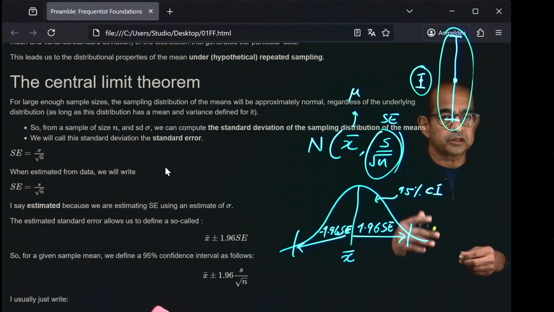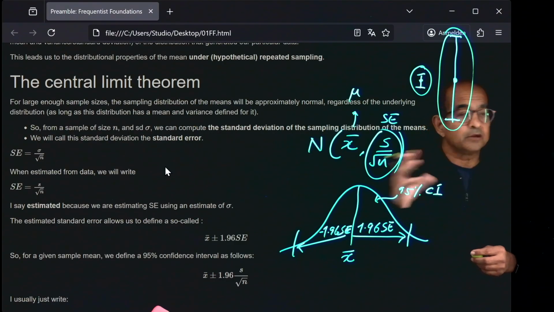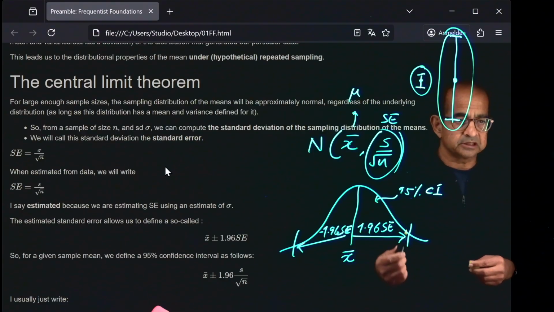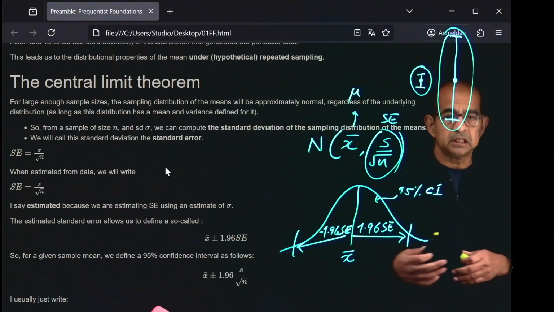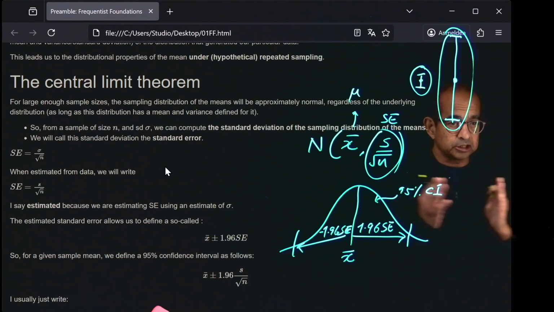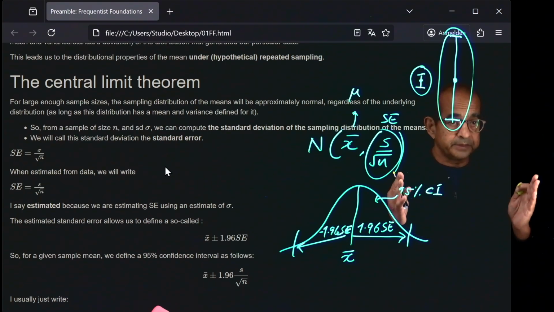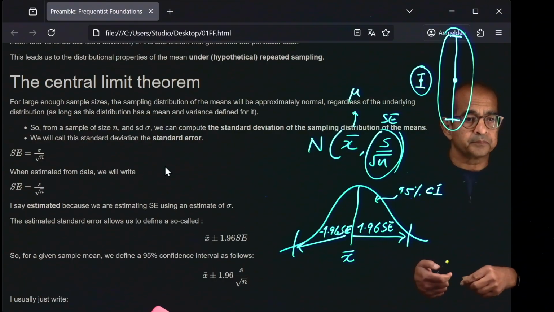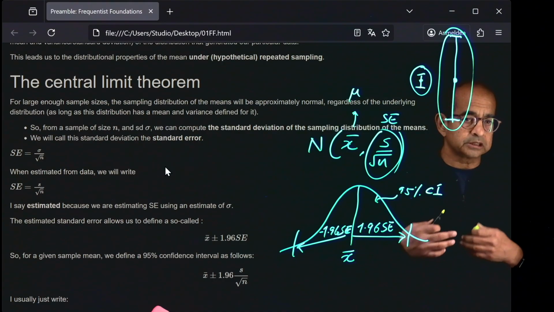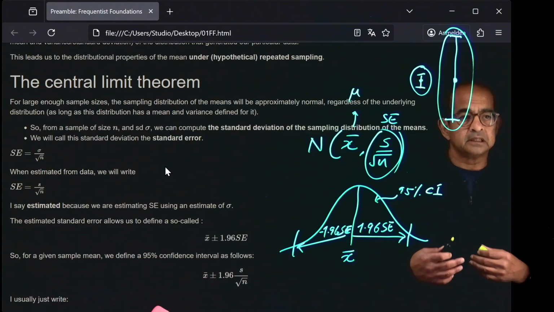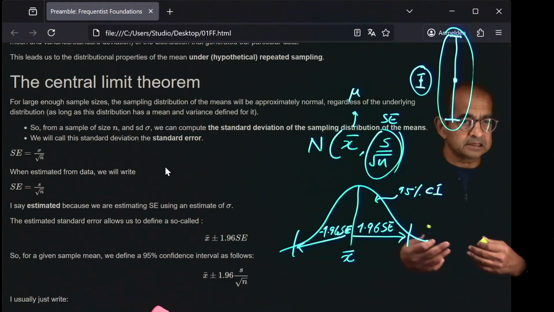So that's an important takeaway from the central limit theorem, that we can actually describe this 95% confidence interval, and the confidence interval can give us some indication of how variable the sample means would be under hypothetical repeated sampling. I'm going to also explain now what the 95% confidence interval technically means, and that's the next topic.